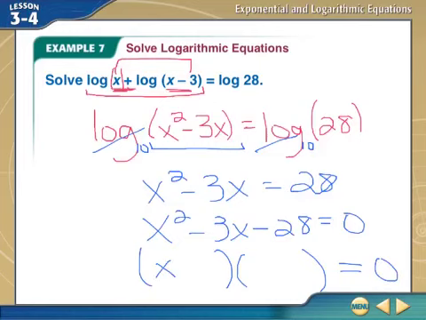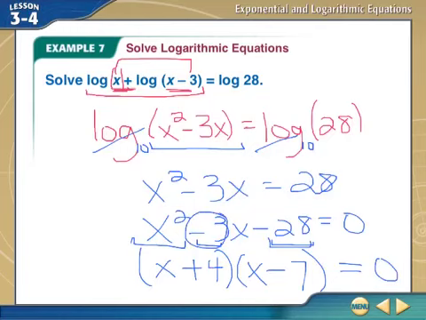I know x times x gives me the first term, which is x squared, and I want to find two numbers that multiply to be negative 28. Since my product is negative, I know I'm going to have a plus and a minus, and I need to find two numbers that multiply to be negative 28 that add to be negative 3. Well, 7 and 4 multiply to be 28, so I'm going to say the 7 is negative and the 4 is positive, because positive 4 and negative 7 add to be negative 3.